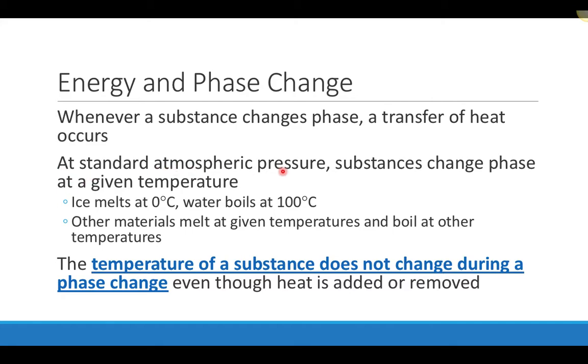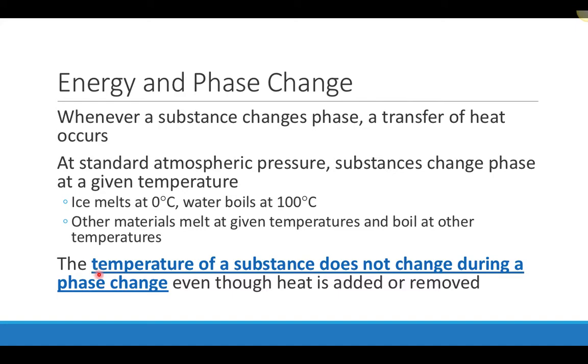So at standard atmospheric pressure, substances change phase at a given temperature. So ice melts at 0 degrees Celsius and water boils at 100 degrees Celsius. And other materials will have different temperatures for boiling and freezing, or melting and boiling.